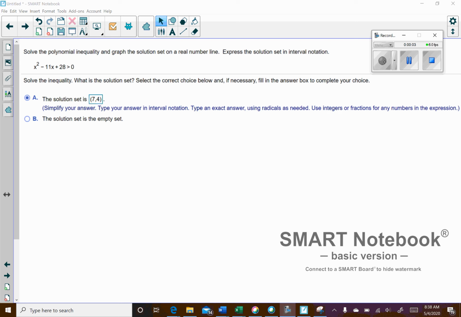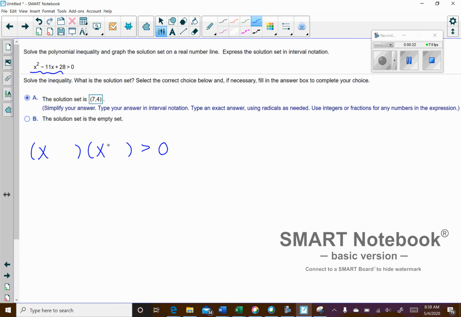Okay, so in this example, we're looking at a polynomial inequality, and these are going to be factorable, so what we're going to want to do is factor that. And so let's see, this factors into, probably a -7 and a -4, right? And so what we're trying to do here is this product has to be greater than 0.